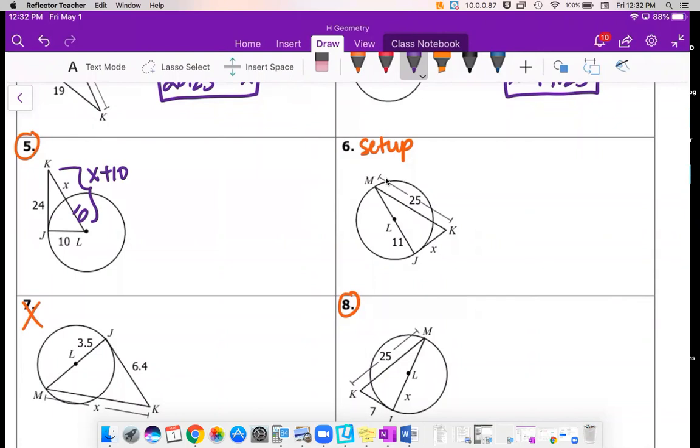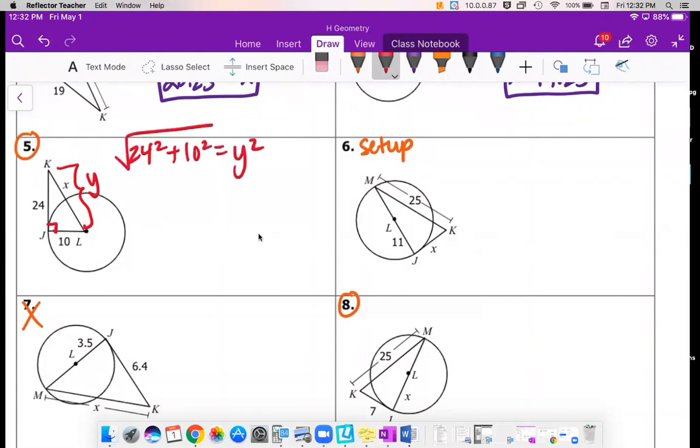Or actually, there's a different way to do this. Let's not make this so complicated. We can find what this whole length is, let's call it Y, by doing the Pythagorean theorem, because we know that this is a 90 degrees because JK is tangent. So if I do 24 squared plus 10 squared, I will get Y squared. So if I do the square root of both sides right now, I'll get that Y is 26.